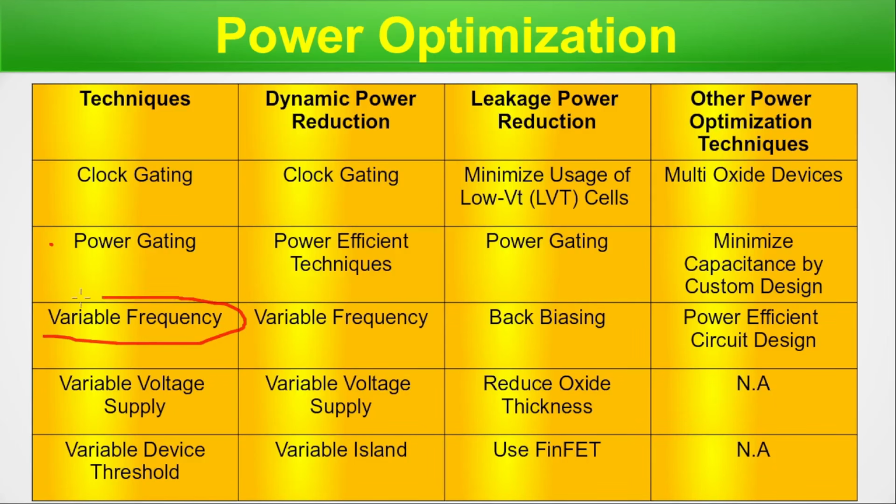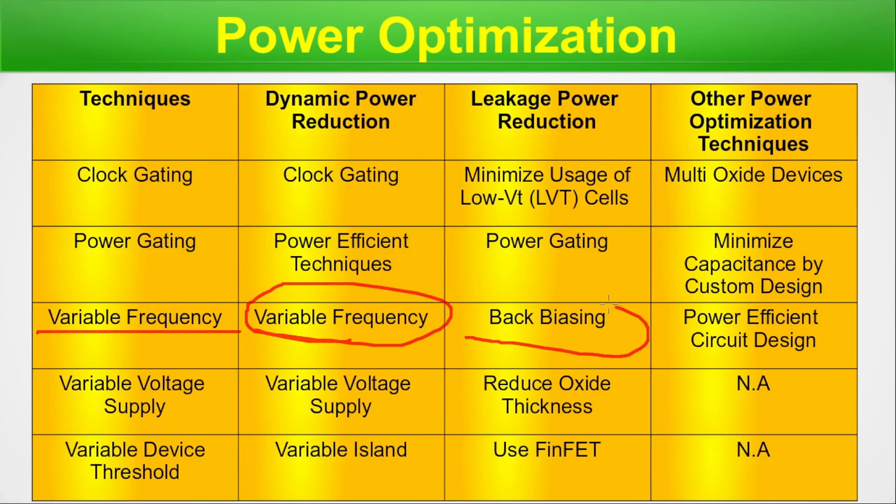Now we have a variable frequency. In case you are having difficulty understanding, please go ahead and watch the episode of the low power video that I talked about a few minutes ago to understand all these things. Those are on the left hand side. So if we vary the frequency, we do the dynamic power reduction by the variable frequency and leakage power reduction by back biasing. So what is back biasing?